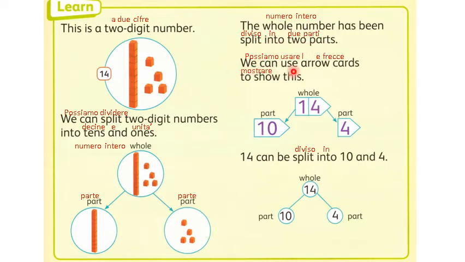We can use arrow cards to show this. Here we have the whole number. This is the tens, and this is the ones. 14 can be split into 10 and 4. Again, 14 split into 10 and into 4.